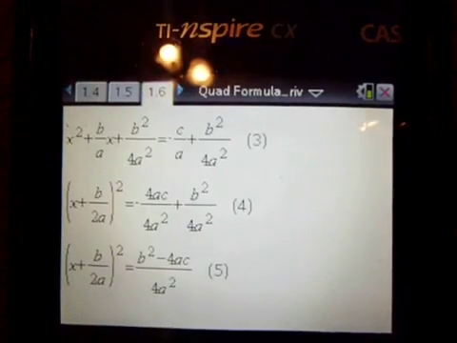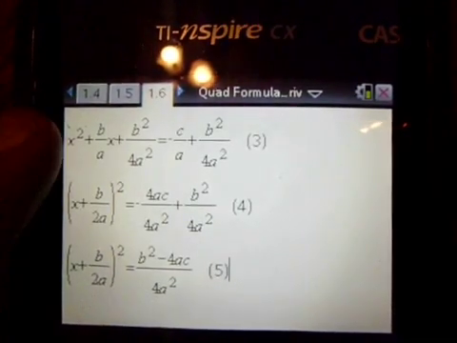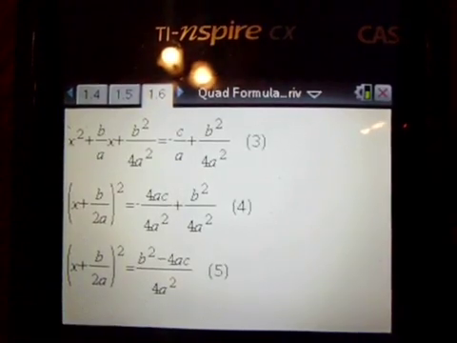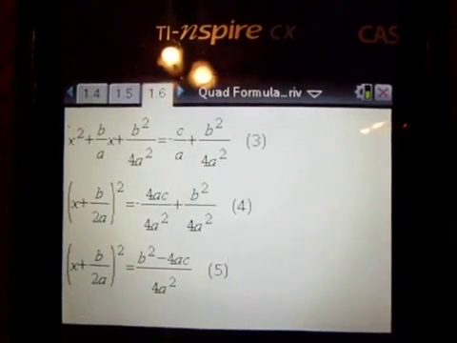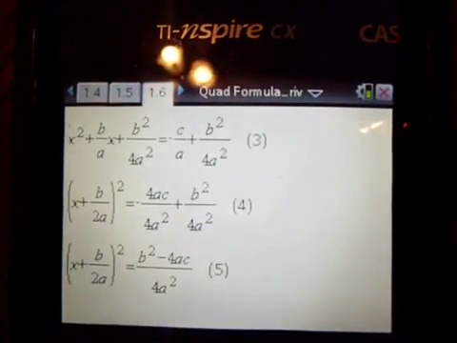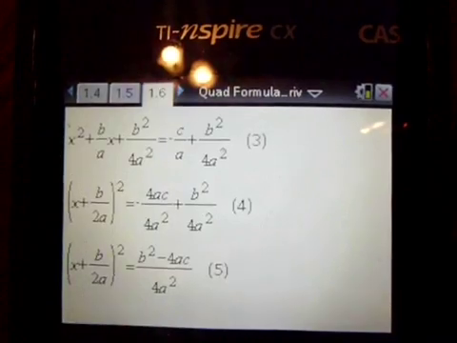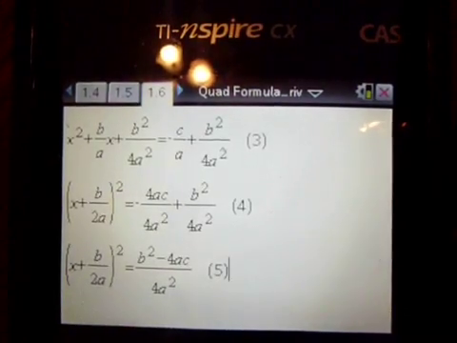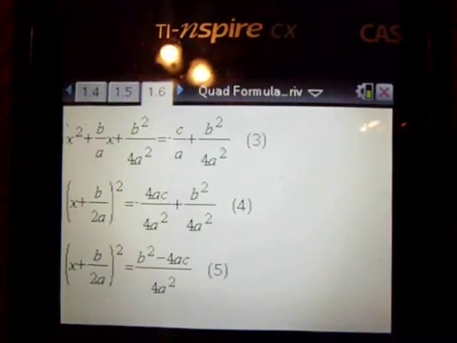Now note, in line 3 we have a perfect square on the left side of the equation, so we can simplify this to x plus b over 2a, and that quantity is going to be squared. On the right side, it's just a matter of adding fractions. With some simplifying, we come up on the right side, as you see in line 5, with b squared minus 4ac over 4a squared.